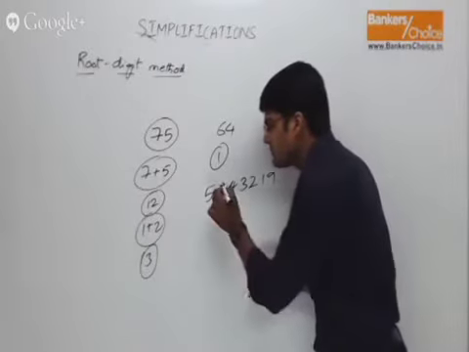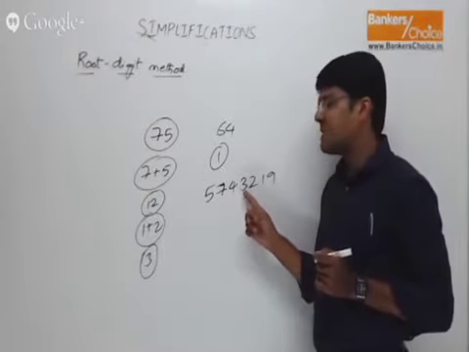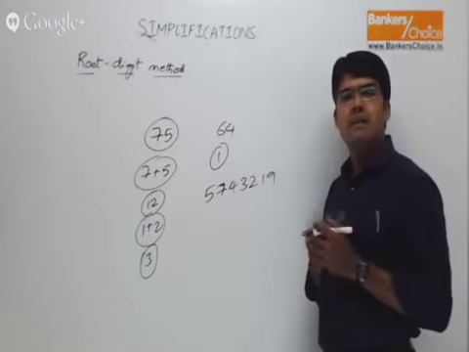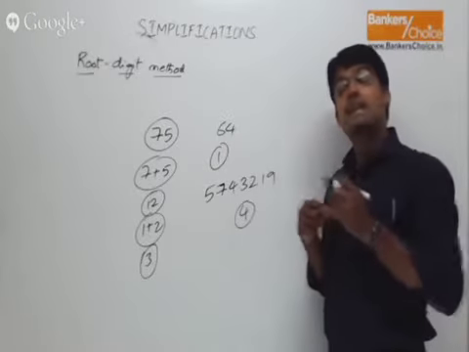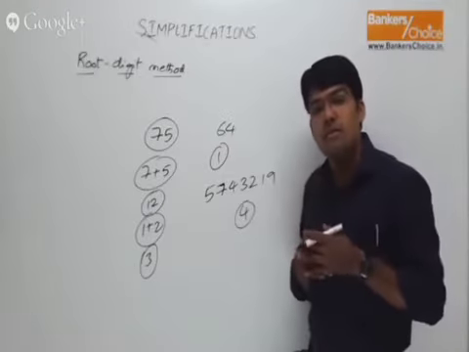5 plus 7, 12. 12 plus 4, 16. 16 plus 3, 19. 19 plus 2, 21. 21 plus 1, 22. 22 plus 8, 30. Actually, 31. 31, 3 plus 1, 4. Root digit here is 4. There's another way of calculating root digit. I mean, not another way I should say, but a smarter way of getting a root digit.